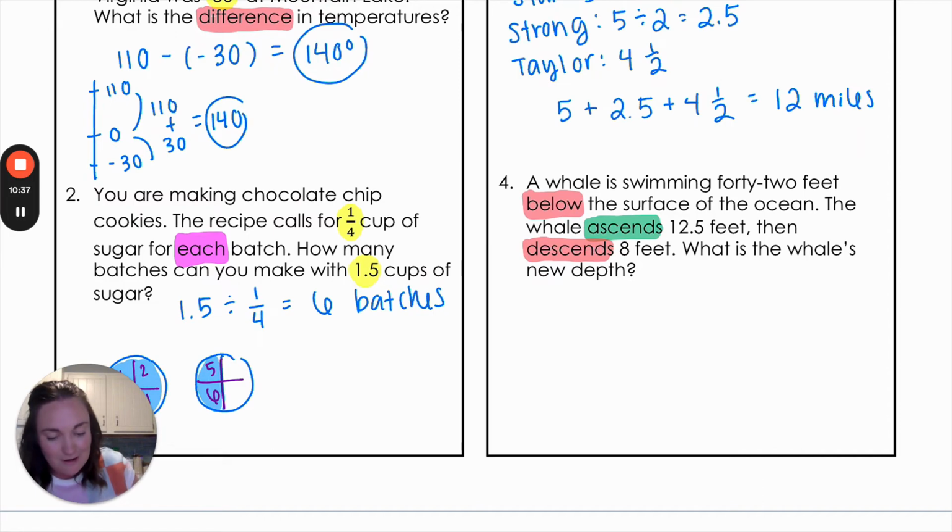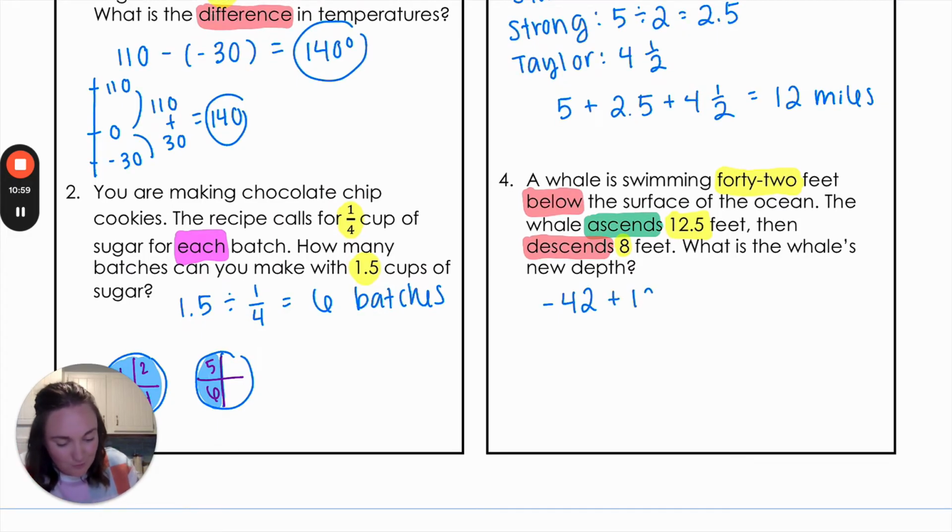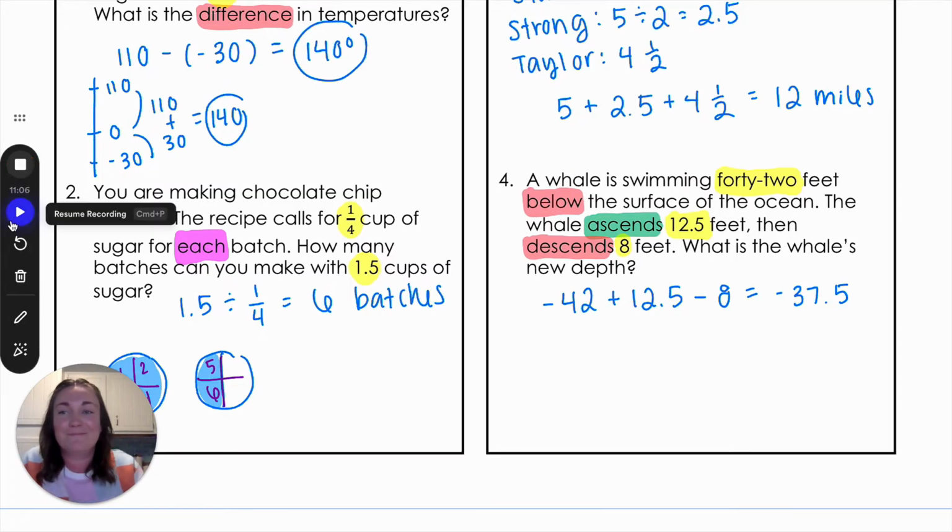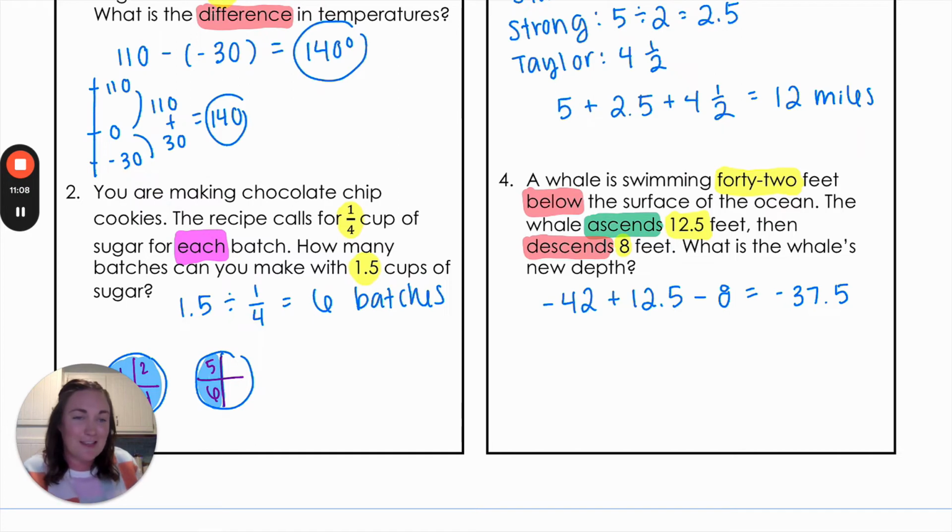So let's talk about the numbers we are working with. We've got 42, 12.5, and 8. And we are trying to find that new depth. So we're going to start with that 42 feet below the surface of the ocean means negative 42 is where we're starting. We're ascending, so adding that 12.5. And then we're descending, subtracting 8. Let's go plug that in the calculator. So we get negative 37.5.